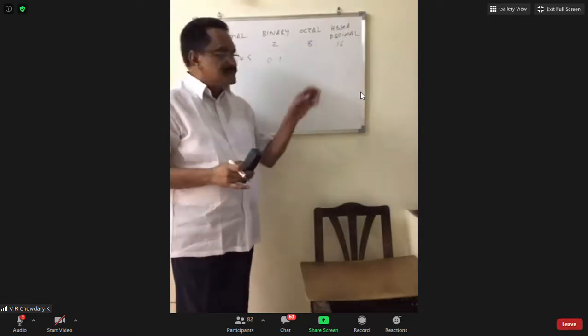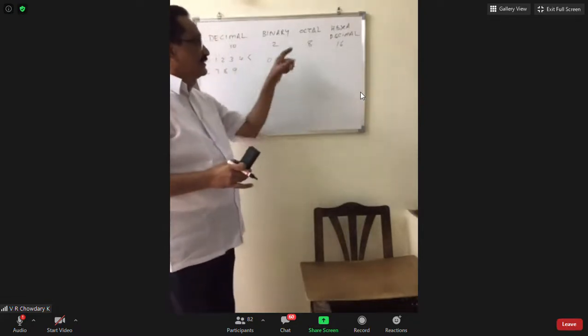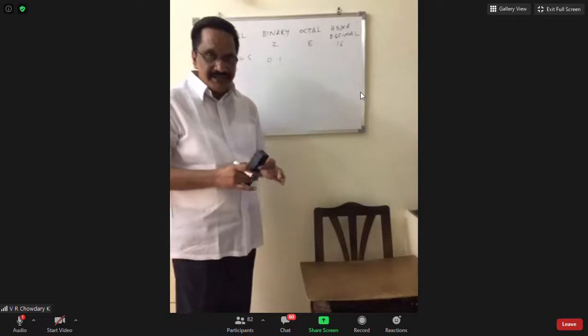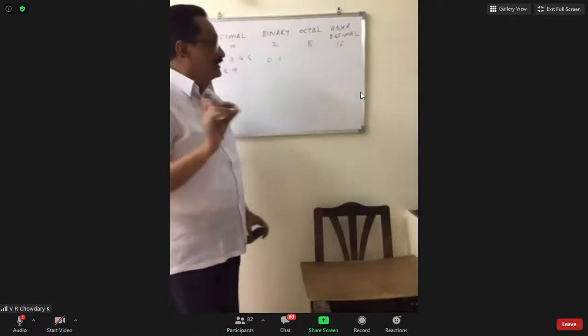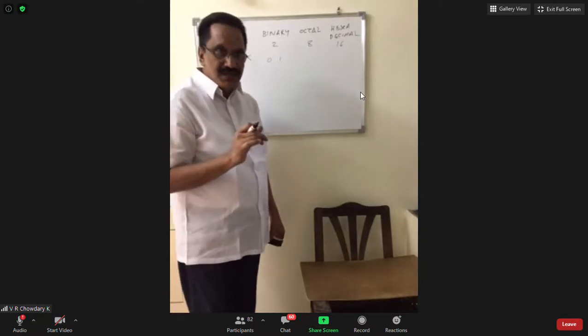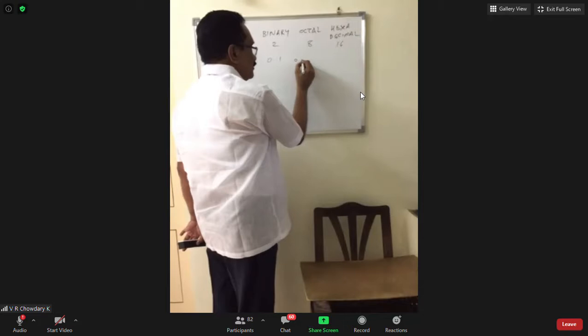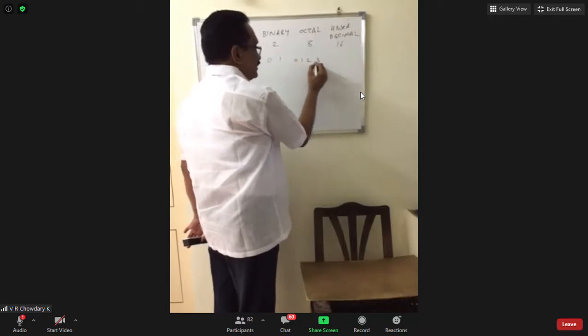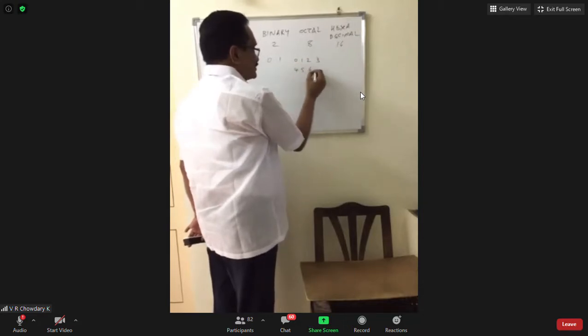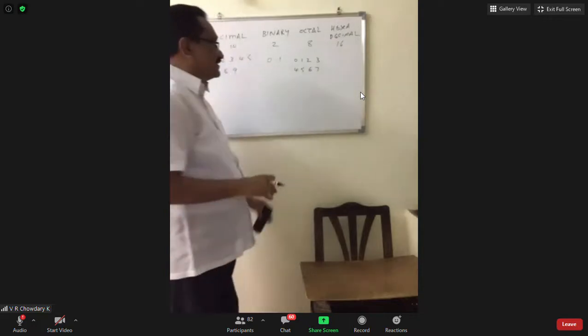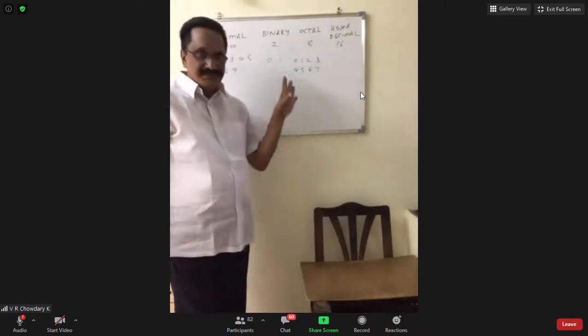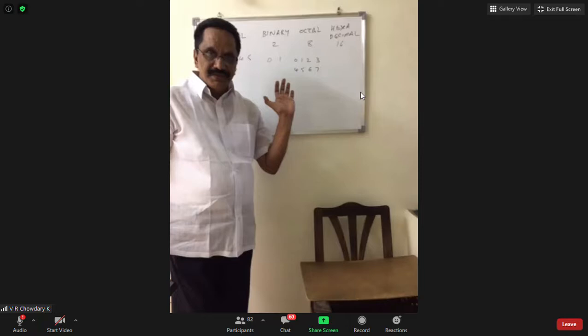Similarly, in the case of octal number system, the radix value is 8, and that means it has 8 basic symbols. Those are symbols 0 to 7: 0, 1, 2, 3, 4, 5, 6, 7. These are the symbols used in the octal number system.